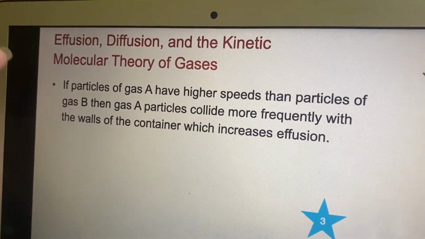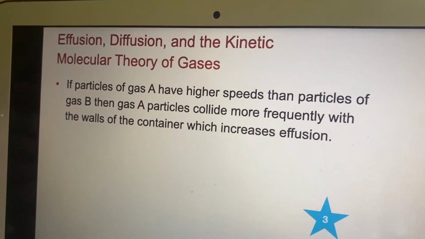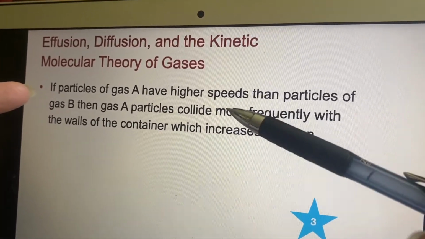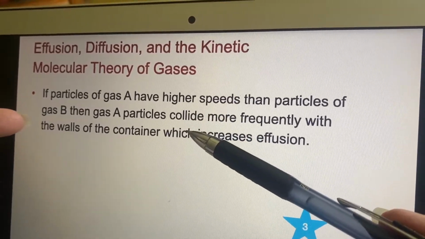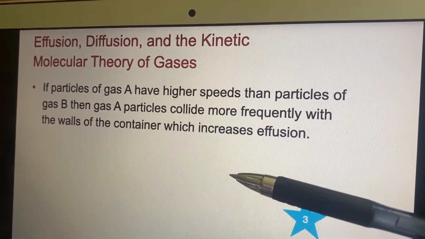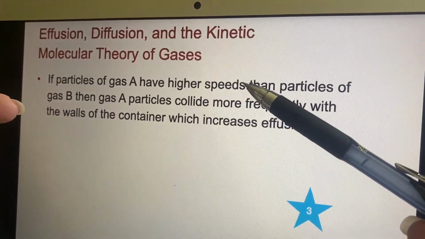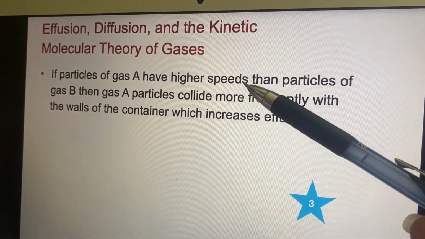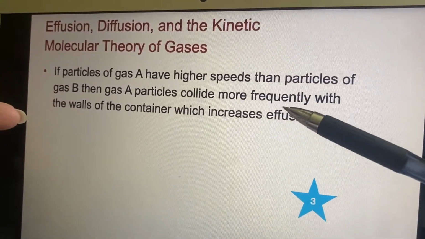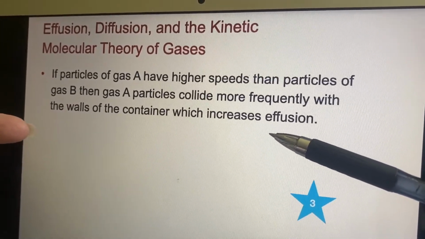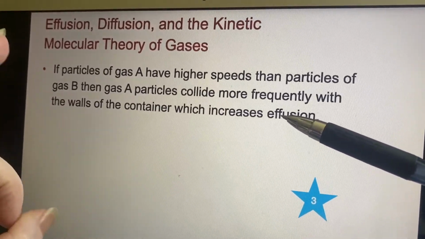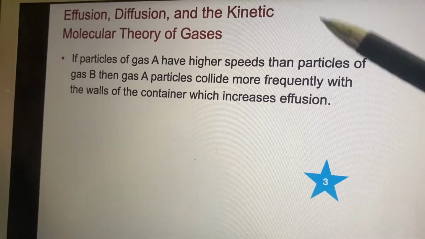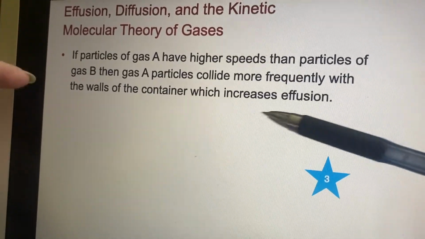All right, so let's try to make this fit with what we were talking about in effusion and diffusion. We're going to talk about their speeds. If we have gas A and gas B, two different gases that have two different masses, particles of gas A might have higher speeds than particles of gas B. If they do, they're going to collide more often with the walls of the container. And if there's a hole in that container, they're going to collide with the hole and go through it more often. So we have this as a basis for why it could happen.